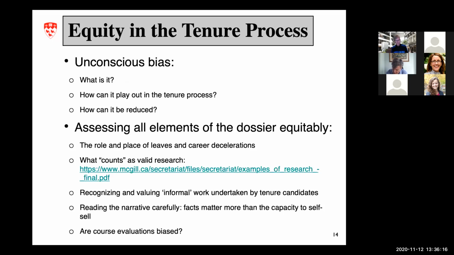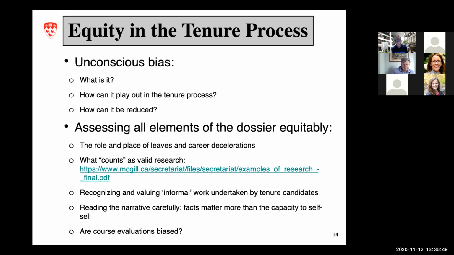So when you're looking at the file, just in terms of thinking specifically about equity, please be mindful of the following. The role and place of leaves and career deceleration. It is the case for many people, and I would say this is particularly true for parental leave, but also for health-related leaves, that when people come back, they don't necessarily hit the ground running at the same pace as when they took their leave. So there is some time to ramp up again, and that needs to be carefully considered.